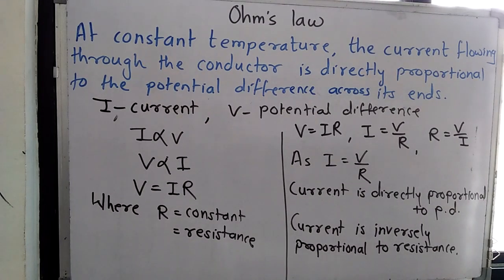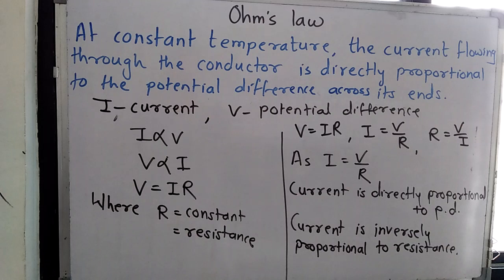Now here we are going to start with Ohm's law. So what does Ohm's law tell us? That current depends upon the potential difference. Current is actually directly proportional to the potential difference. Means as potential difference increases, current also increases. As potential difference decreases, current also decreases.